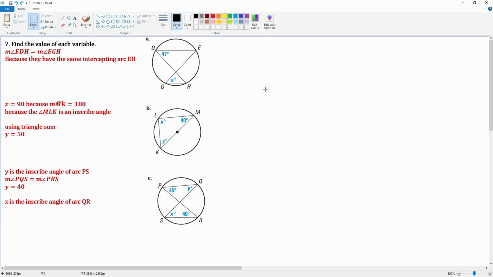X is the inscribed angle of arc QR, but QR is also shared with the other angle. So both angle QPR and angle QRS have the same intercepting arc of QR. Therefore, X has to be equal to 45. Okay.